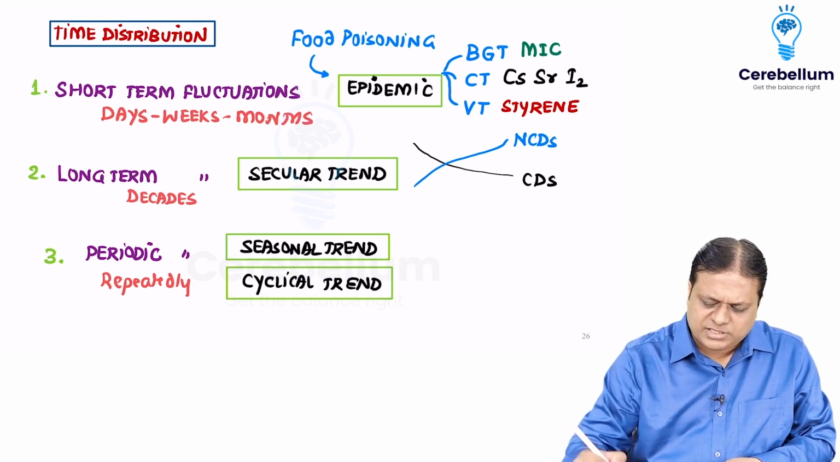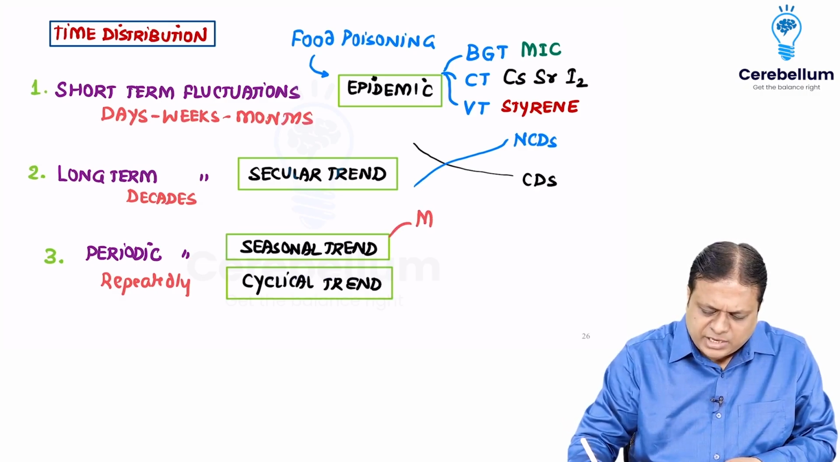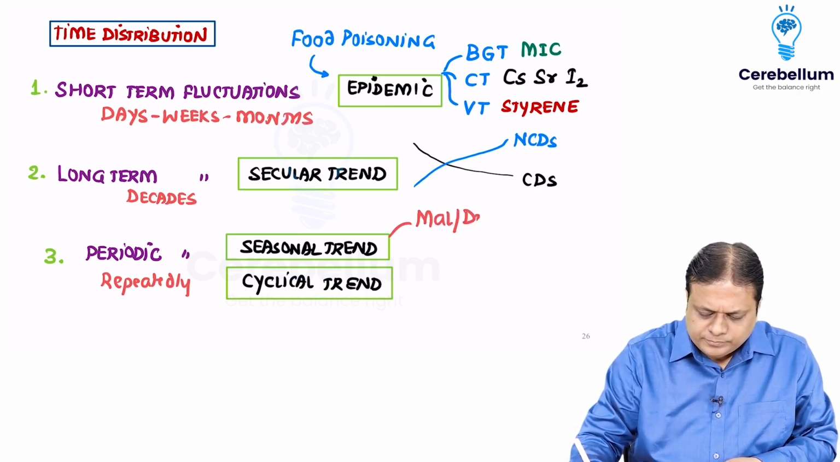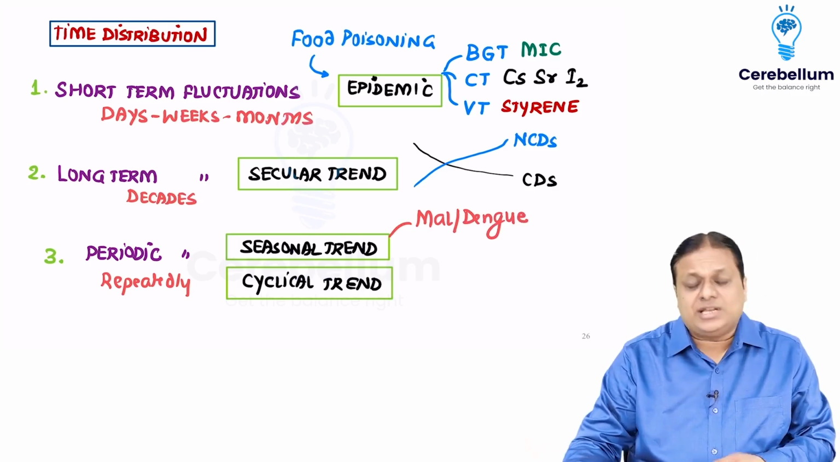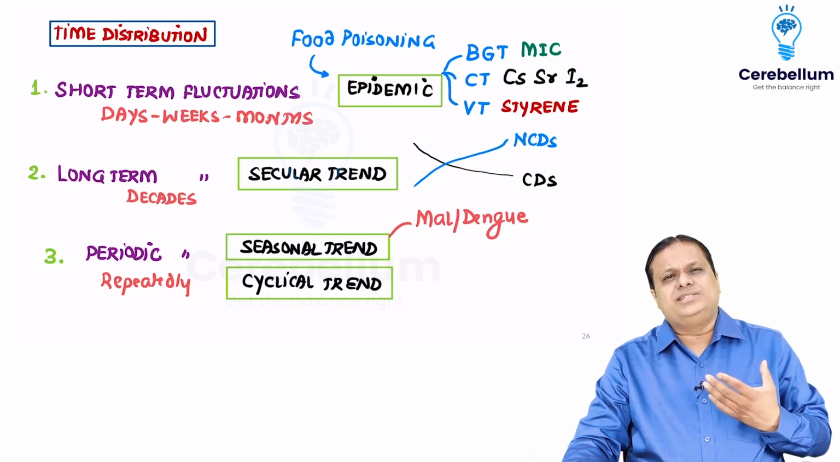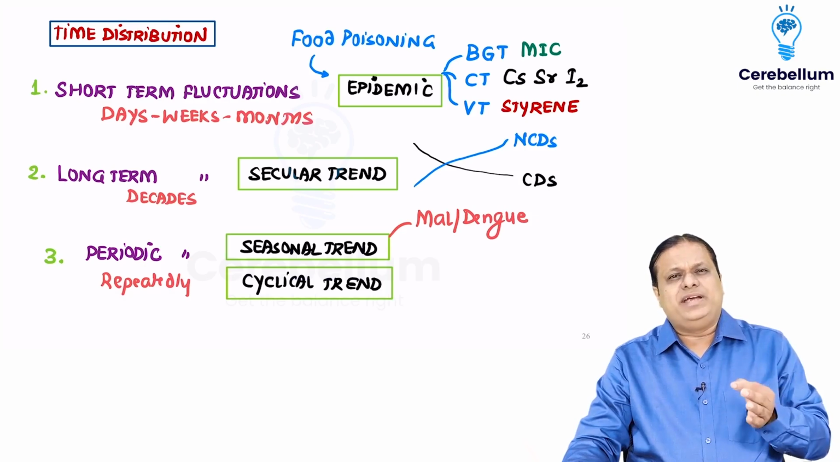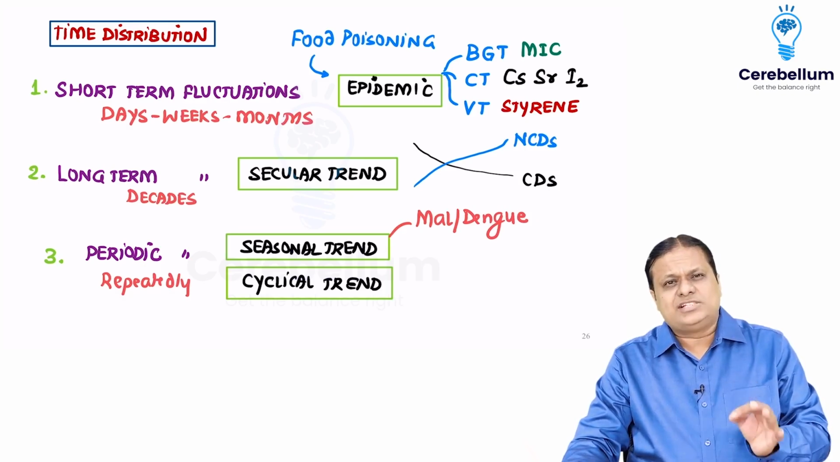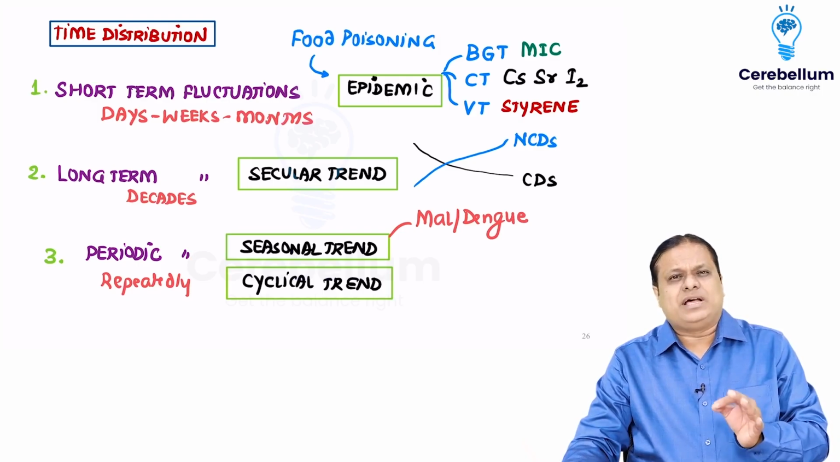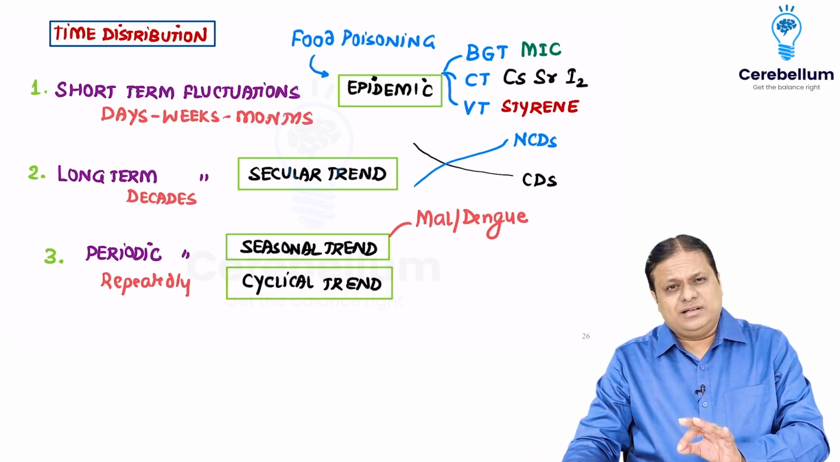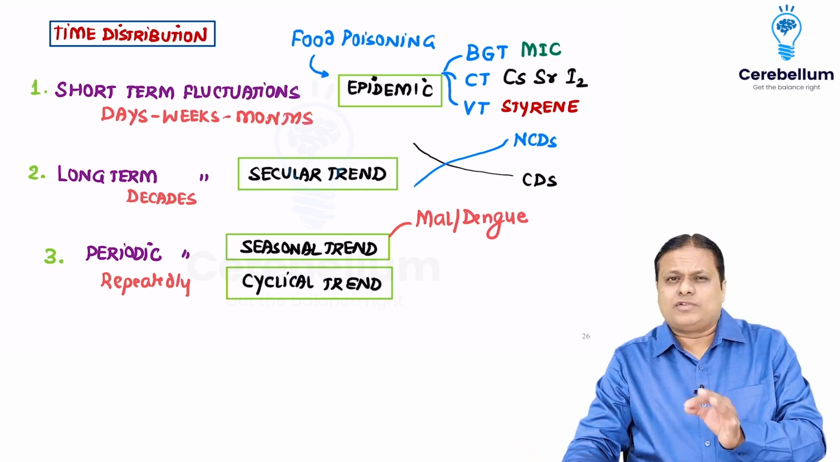Seasonal trend of a disease could be malaria, dengue. Rainy season, and after that due to mosquito breeding, these cases increase. Respiratory diseases in winters, heat stroke in summers, asthma, hay fever in spring season due to pollen or winter.